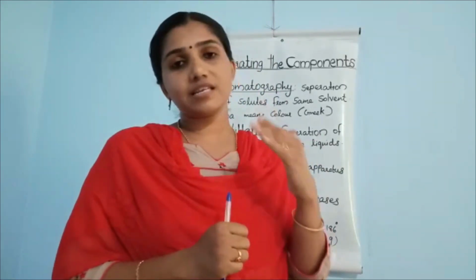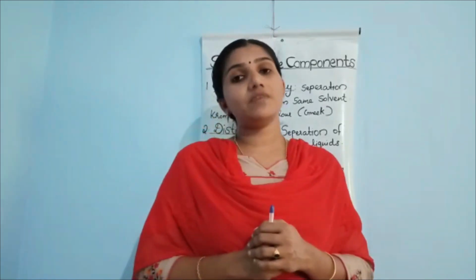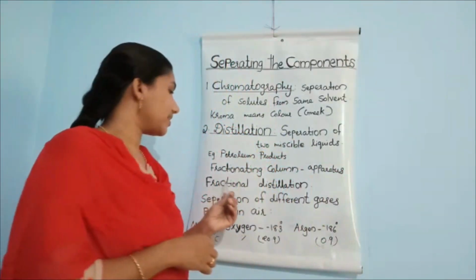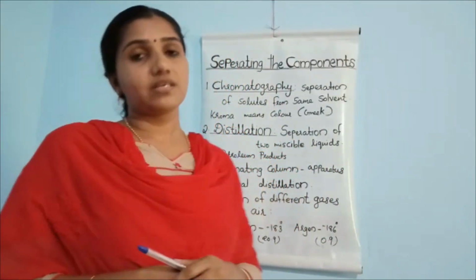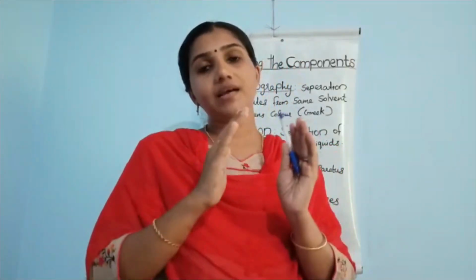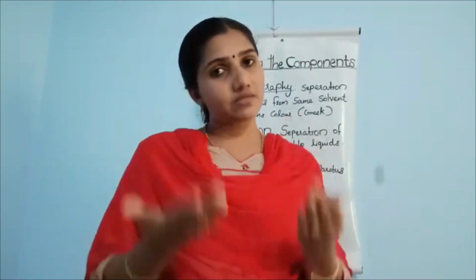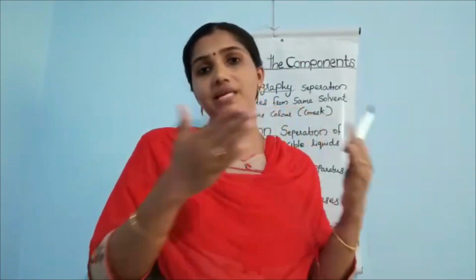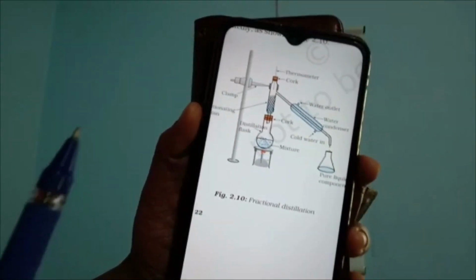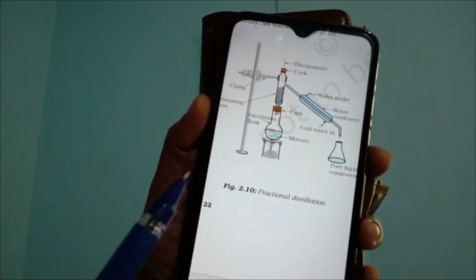The name of that type of distillation is known as fractional distillation. See this, children? Fractional distillation. In fractional distillation, we add a fractionating column to that apparatus. Then it is very easy to separate that type of miscible liquids. Okay, children, listen here. Fractional distillation.